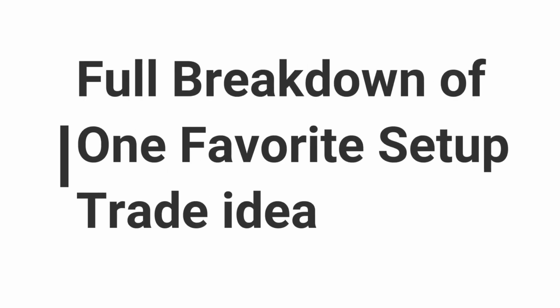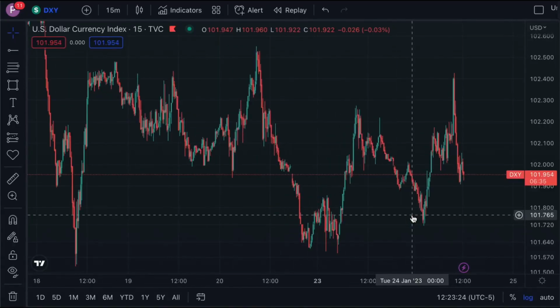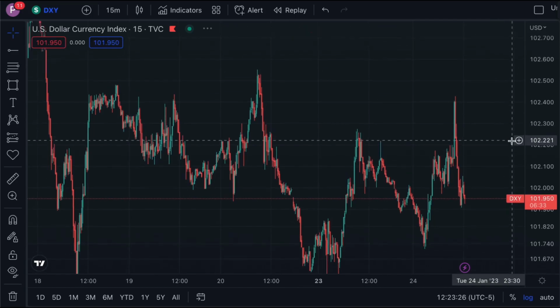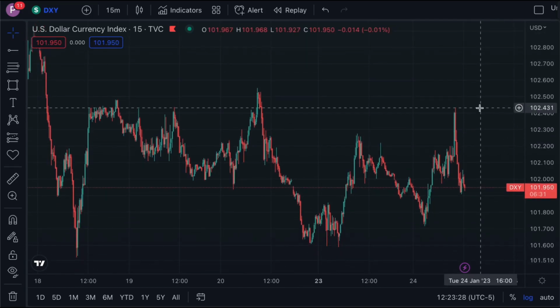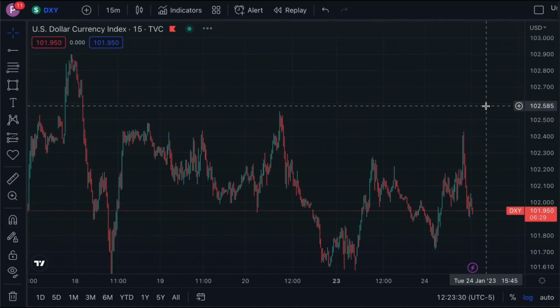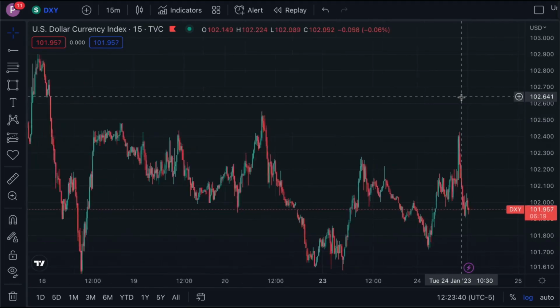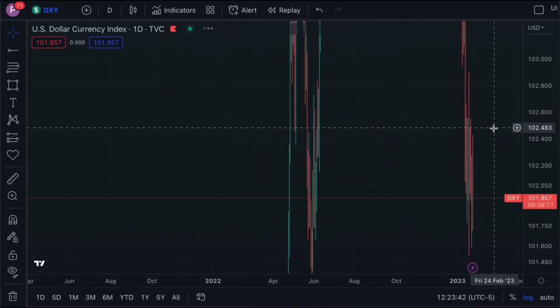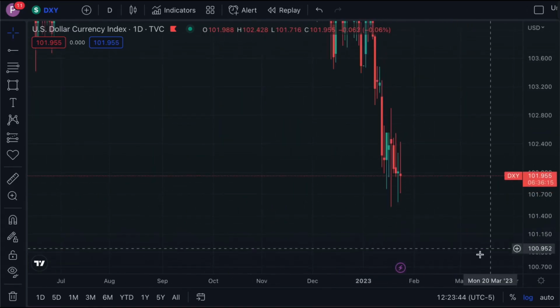Alright guys, so in this video, I'll be going over one of my favorite type of setups, and I'll be showing you guys a trade that I entered using a bunch of confluences such as correlating pairs, higher time frame, institutional order flow, or market structure. So first off, we have to look on DXY to see what exactly is happening.